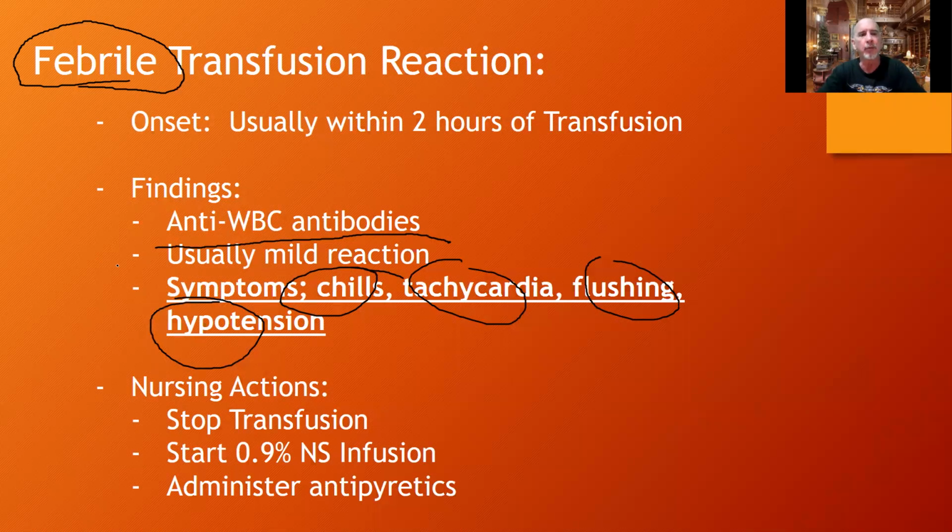But it's not a really serious one. It's usually a mild reaction. And you just stop the transfusion and it will usually pass. But you won't want to use that blood again. So you stop the transfusion, flush the line out, and give them antipyretics, usually Tylenol. Tylenol is our drug of choice when it comes to fevers, but any of the NSAIDs.